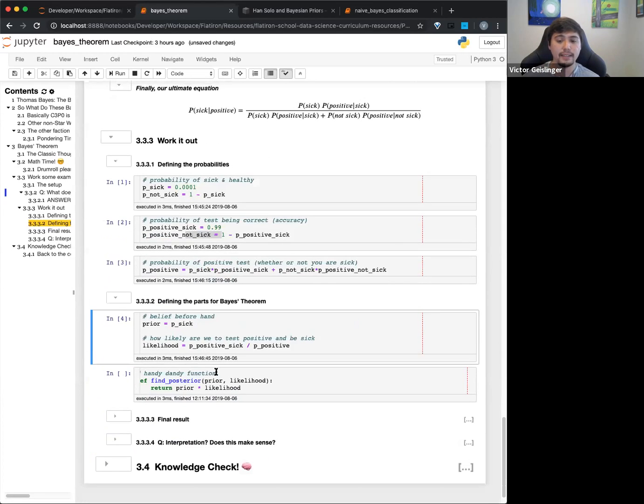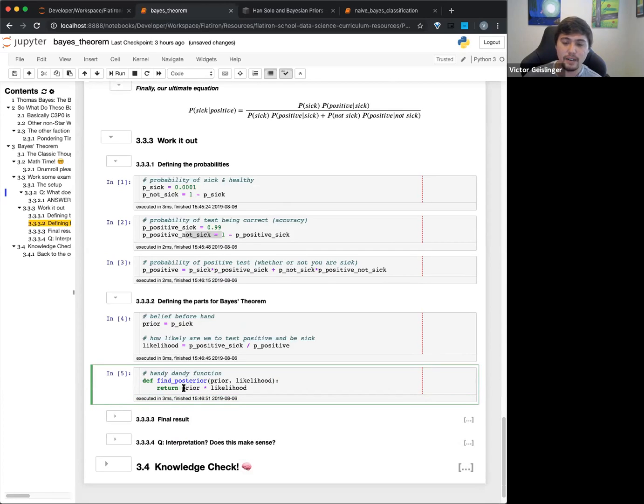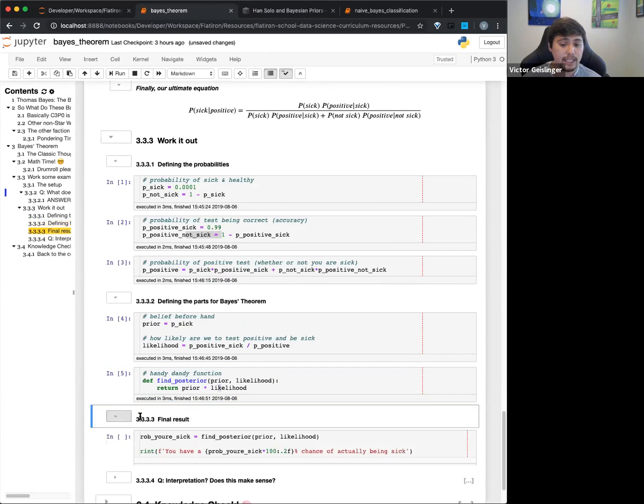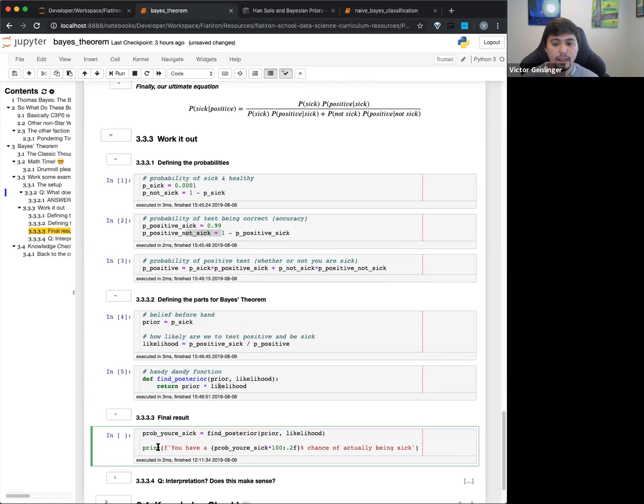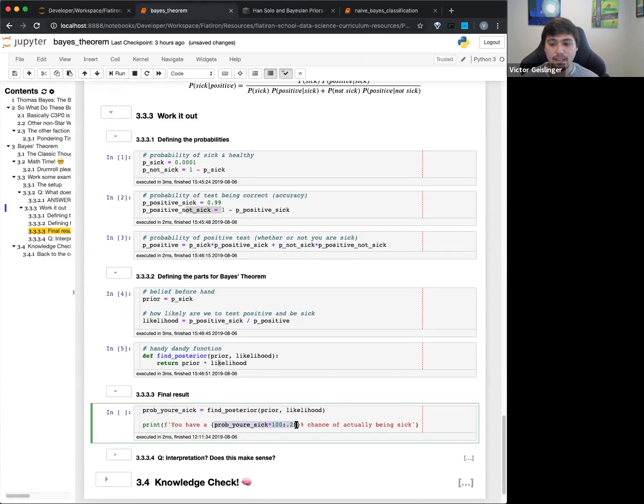And then I made a nice little function called find the posterior. Sounds like a great game, right? So you find the posterior. Okay, so anyway, we find the posterior here, prior times the likelihood, coming from this Bayes theorem here. And then we can get the final result: the probability that you're sick equals find the posterior, prior times likelihood. You have a blank chance of actually being sick.